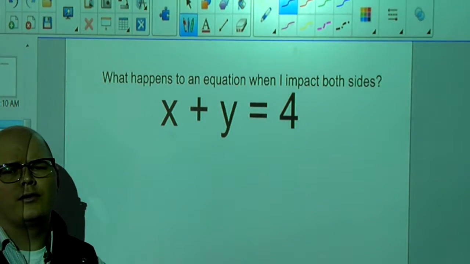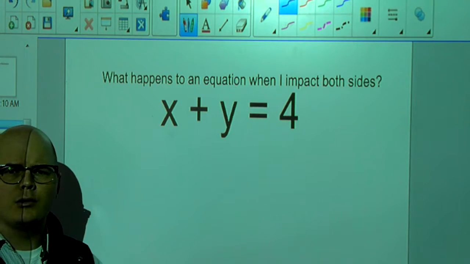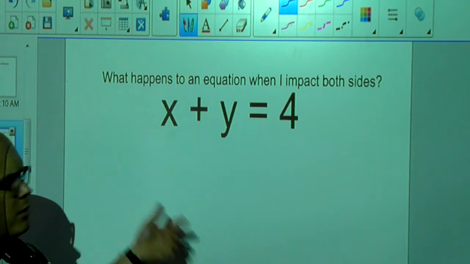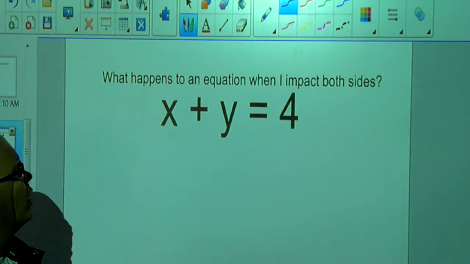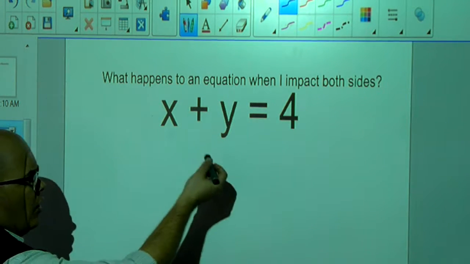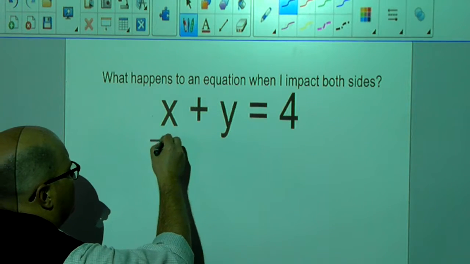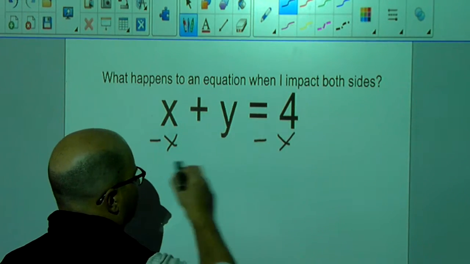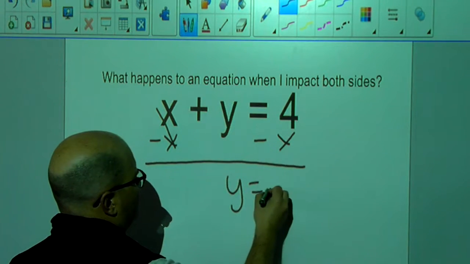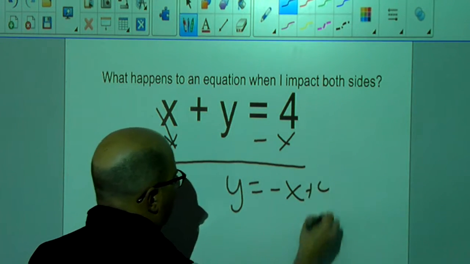Okay, this is just a real quick review of what we did in class today. You're also going to want to look back at your notes for any additional help you'll need before we practice more. But what we talked about was what happens when we impact an equation on both sides. What I meant by that was, if I solved right now for y, I'm just going to move my x to the other side of the equation. That goes away, and I would have y is equal to negative x plus 4.